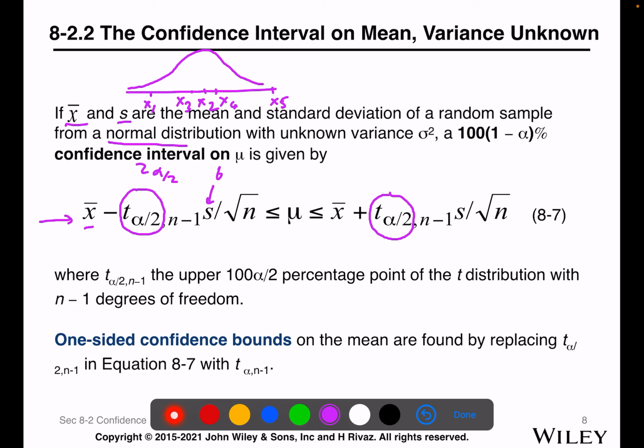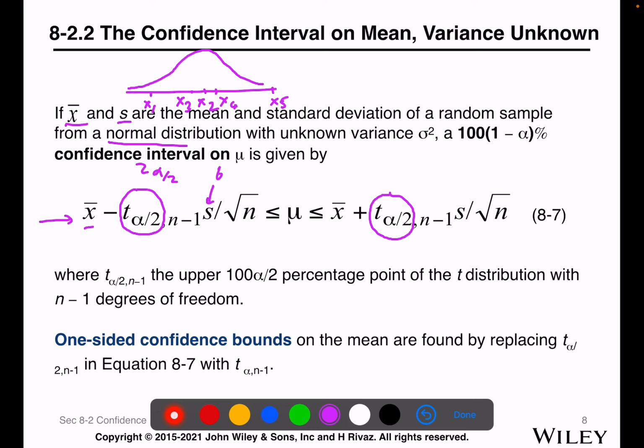So this is the two-sided confidence interval, right? If we want to know what are the upper and lower bounds of mu. But similar to the cases before, we might only need a lower bound, or we might only need an upper bound. And in that case, the equations are exactly the same as before.